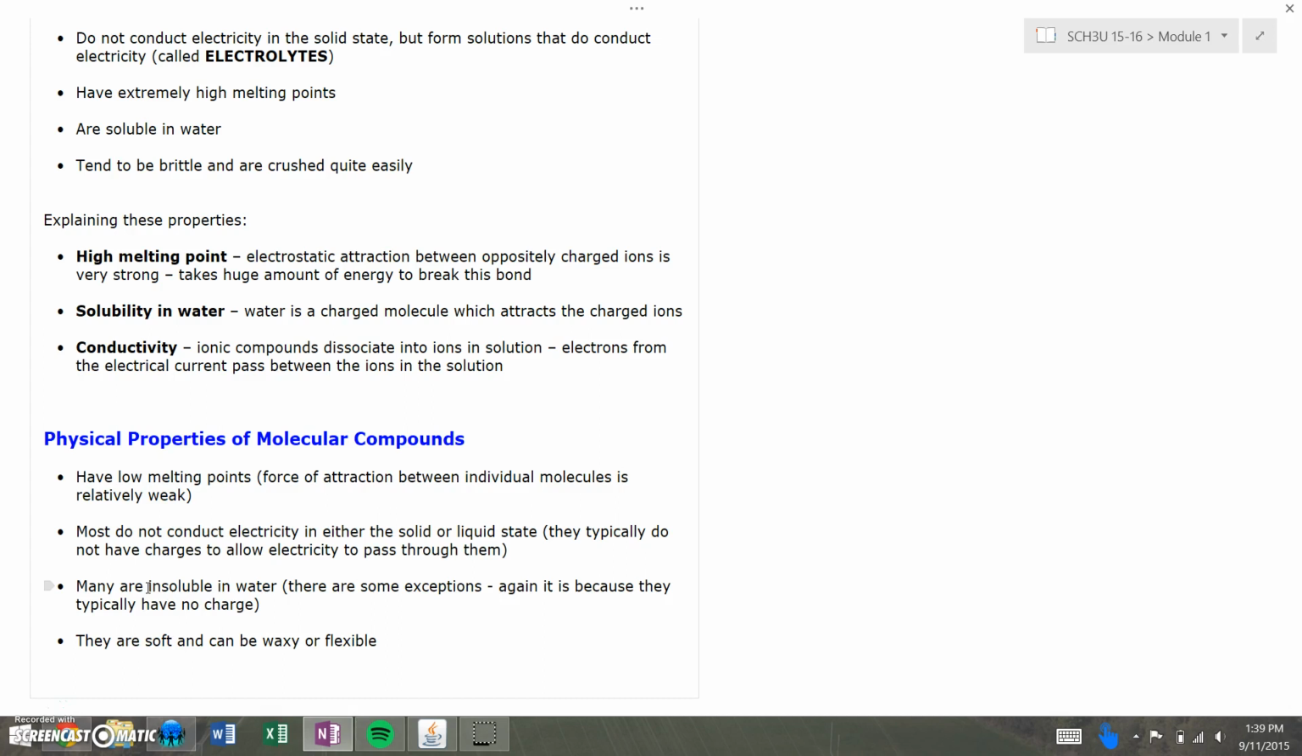And so they'll tend to stay together. If it's a solid, it'll stay solid. And they are often soft and can be waxy or flexible. So it's sort of the opposite here in terms of ionic compounds. You find table salt very, very hard, and your molecular compounds much softer and flexible.